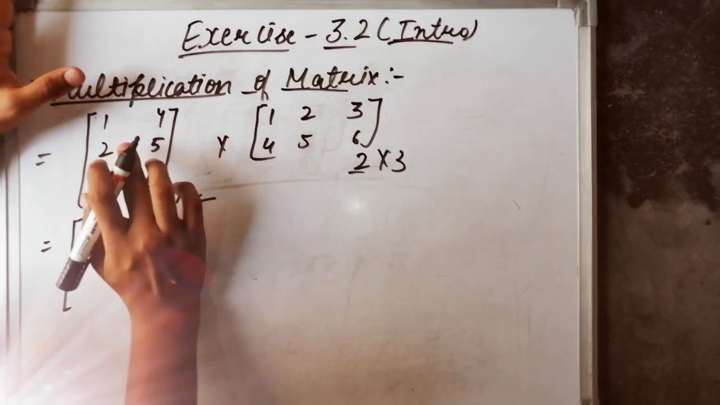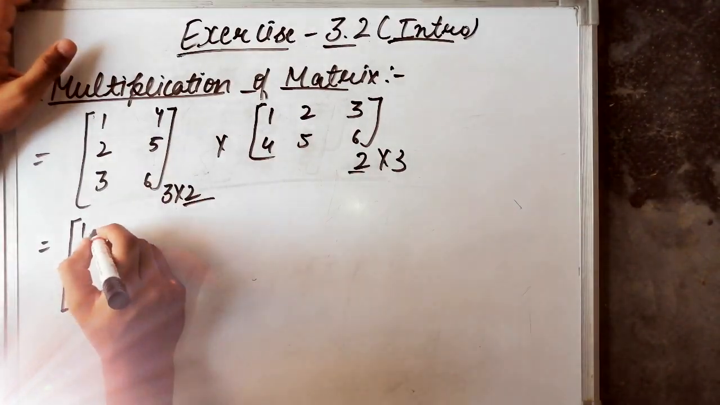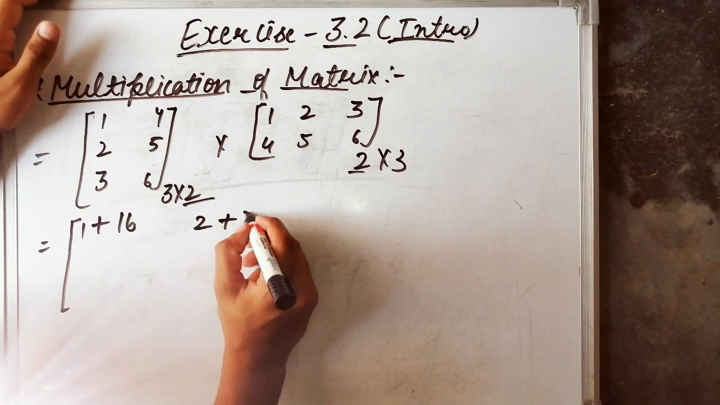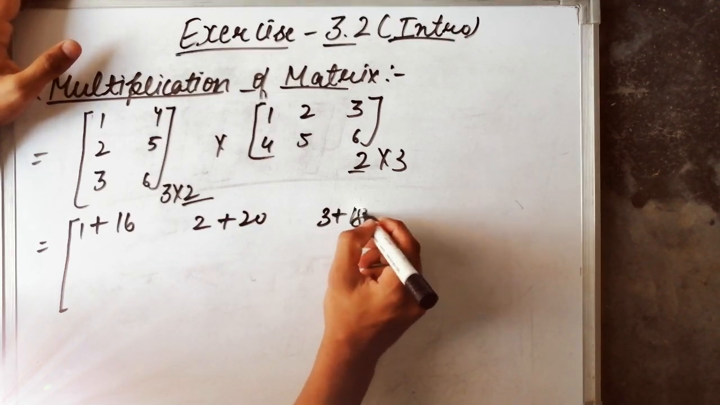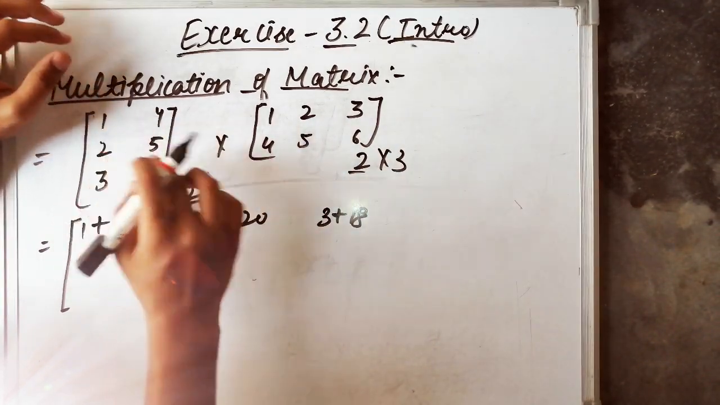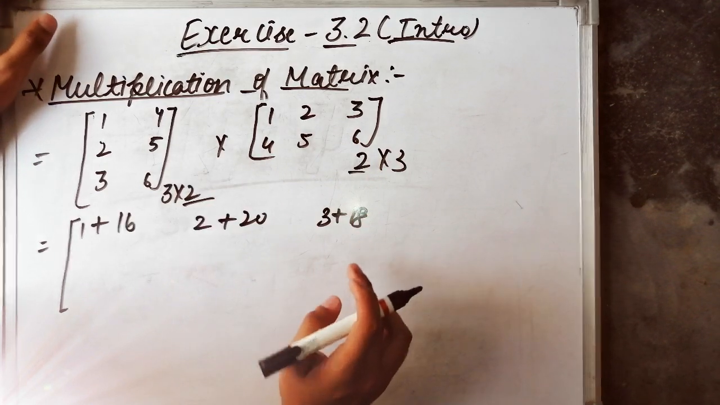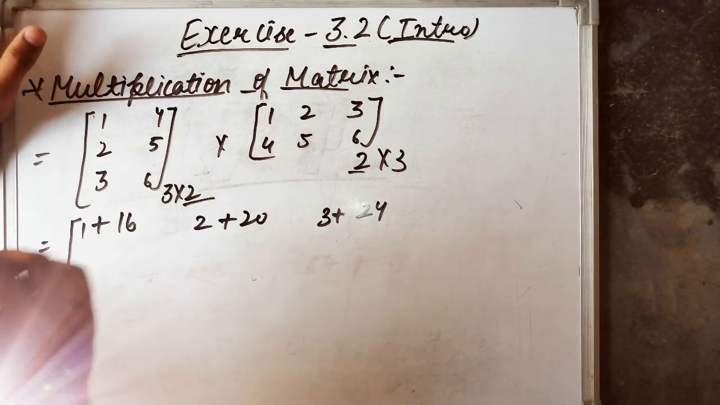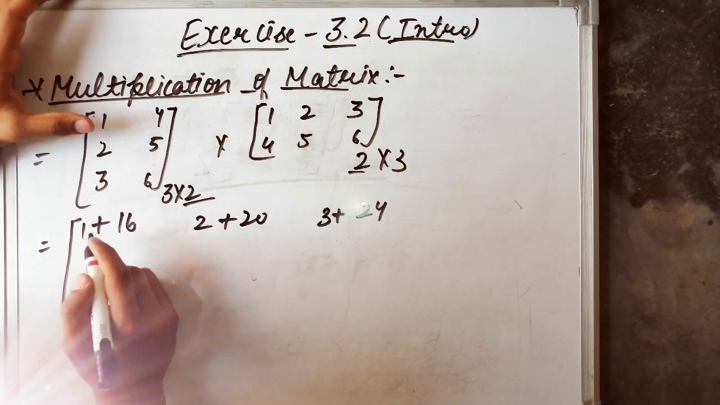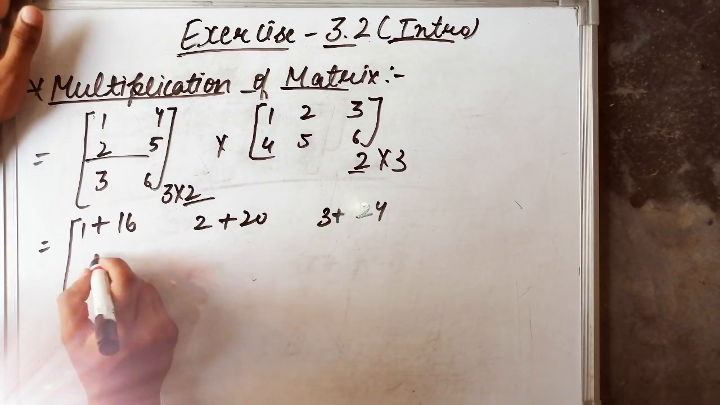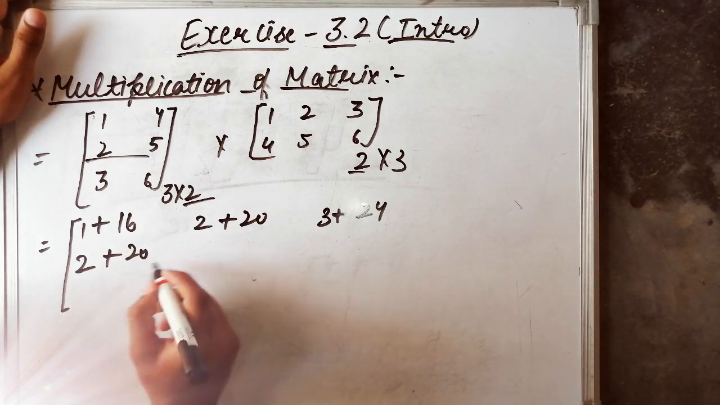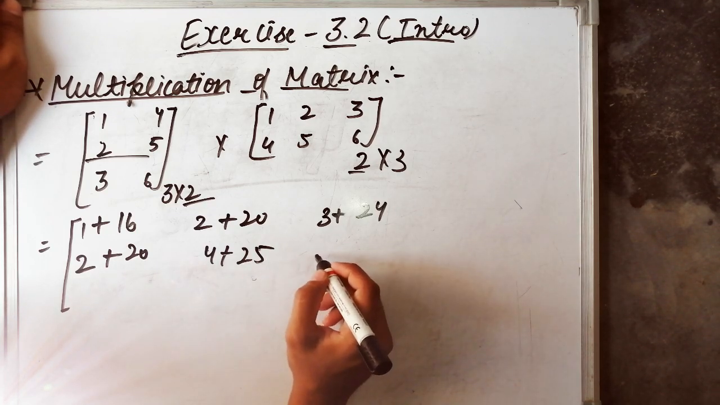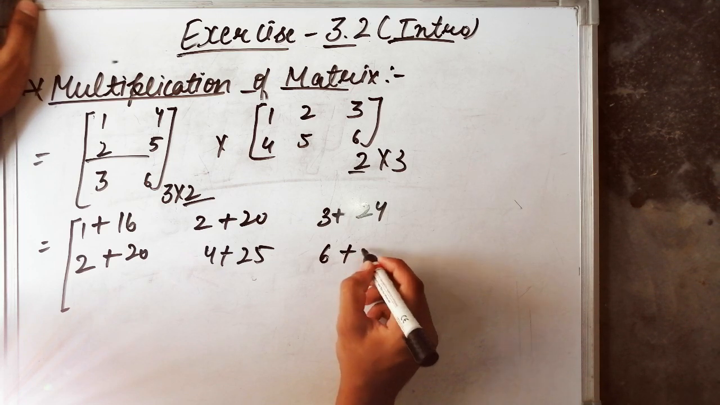1 into 1, 1 plus 4, that is 4 plus 4 for the 16. For the second element we have 2 plus 20 and 3 plus 18, because 1 with 2 we have 2, and 4 with 5 is 20, 1 with 3 is 3, and 4 with 6 is 24. This was my mistake here, 24, no problem. Now multiply this row with this column: 2 plus 20, 4 plus 25, and 6 plus 30.